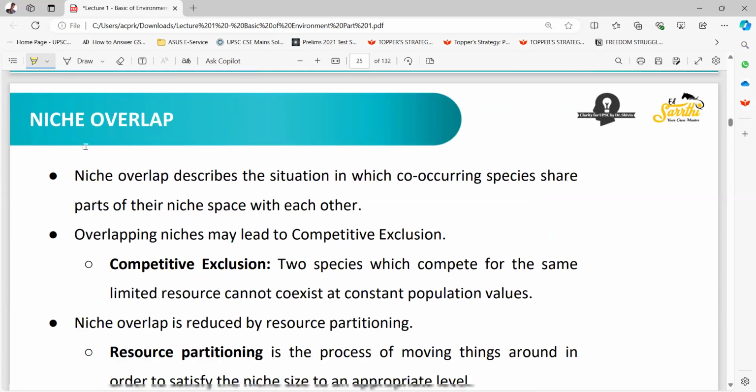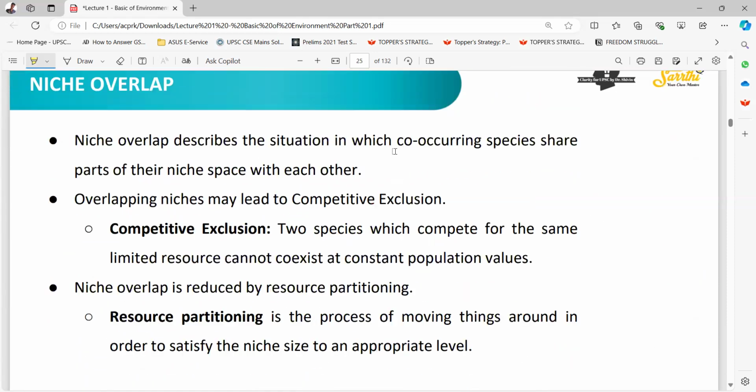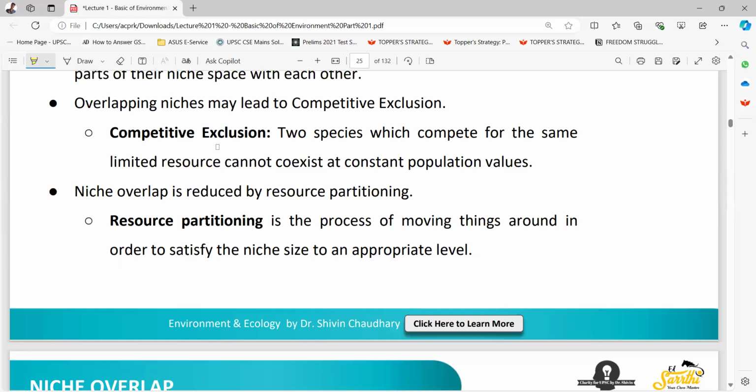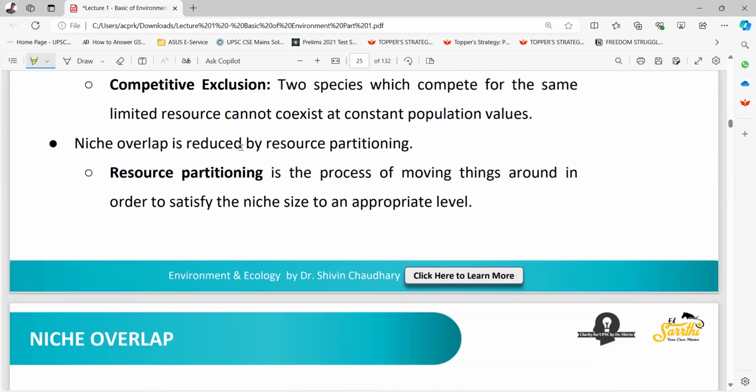Niche overlap describes the situation in which co-occurring species share parts of their niche space with each other. Overlapping niches may lead to competitive exclusion. Two species which compete for the same limited resource cannot coexist at constant population values. Niche overlap is reduced by resource partitioning, which is the process of dividing resources in order to bring niche size to an appropriate level.